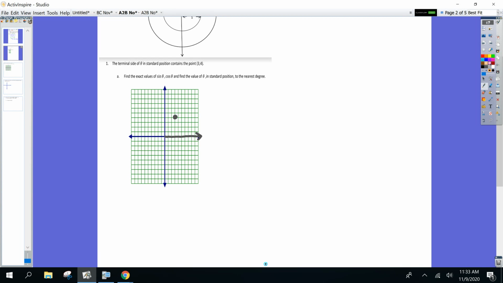I should probably put a different color. Okay, so that's what my angle looks like. And it wants me to find the sine and the cosine. All right, so here's my angle theta. That's the angle I just formed right there. There's my angle, theta. Got it? So what is the sine of this? Okay, here, what's the sine?